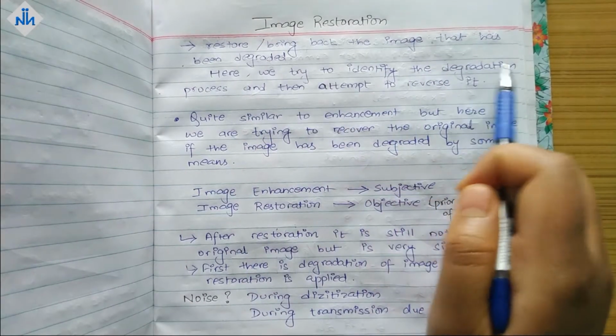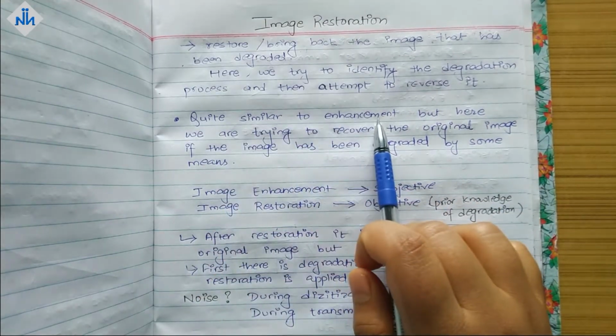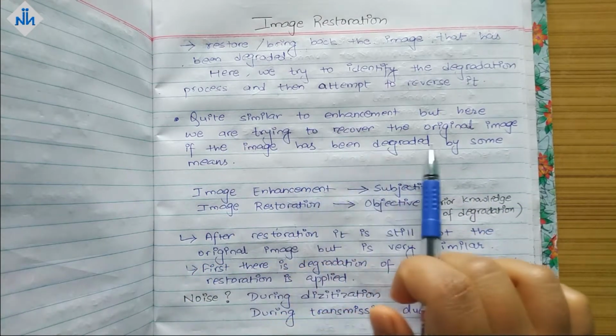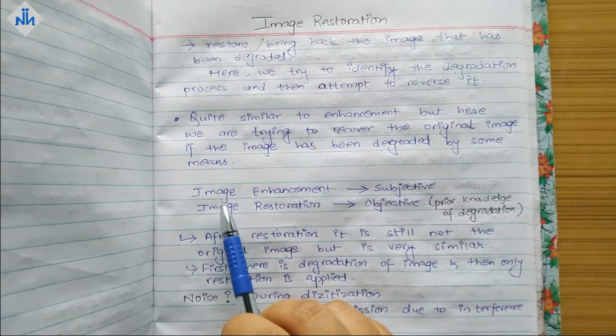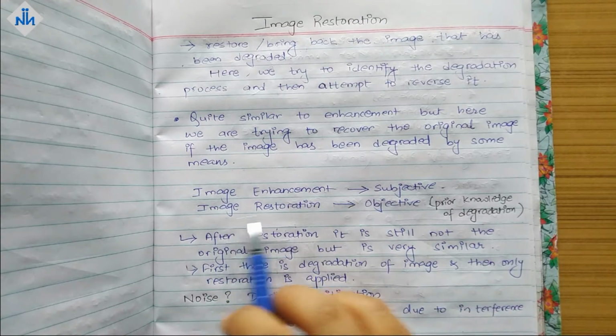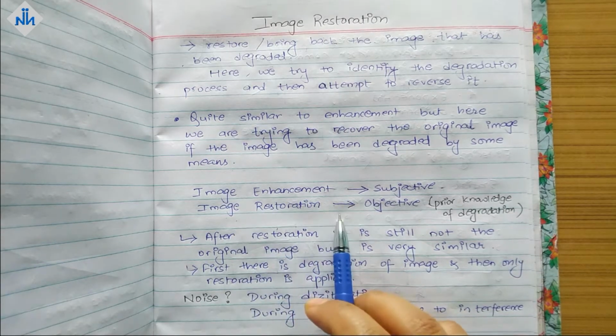Here we try to identify the degradation process and then attempt to reverse it. It is quite similar to enhancement, but here we are trying to recover the original image if the image has been degraded by some means. So that is what the WhatsApp example was for. Image enhancement is subjective, and that means that we know what we want to do with it. It depends on us how we want to enhance it. But image restoration is objective. That is, we have to have the prior knowledge of the degradation so that we can reverse the degradation. So that is image restoration.